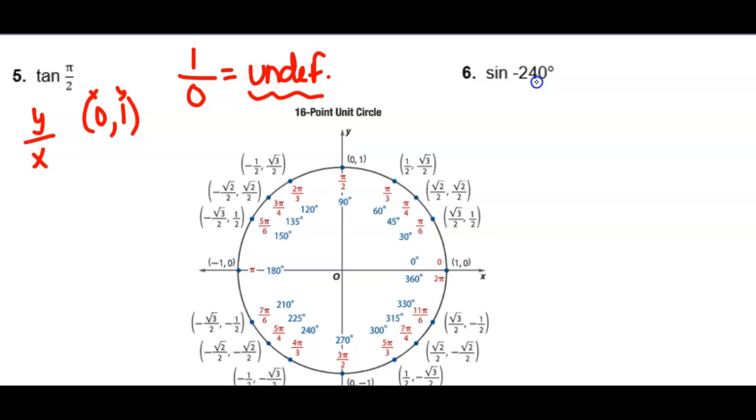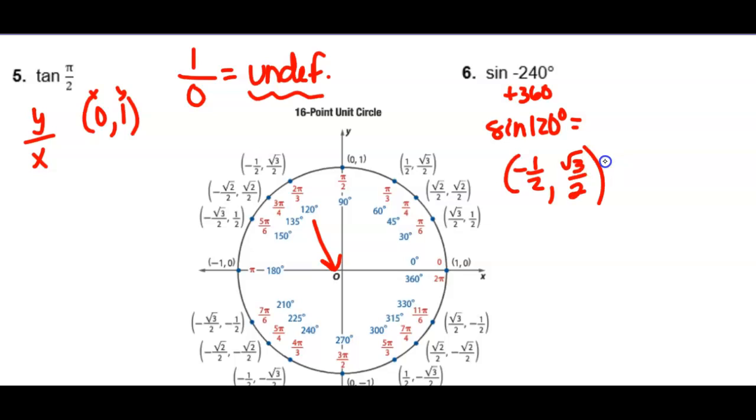Sine of negative 240. Well, again, it's a negative angle, but if you look for the positive 240 first, it's halfway around and to here. So we're going to do it the opposite direction, halfway around and another 60. Or you could just add 360. And it's the same as the sine of 120, if that makes you feel better. So we are looking at an ordered pair of negative 1/2, square root of 3 over 2. Well, sine is just the y value, so we're done.